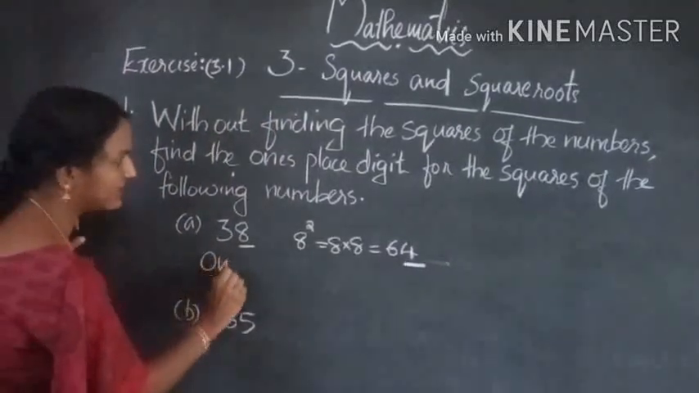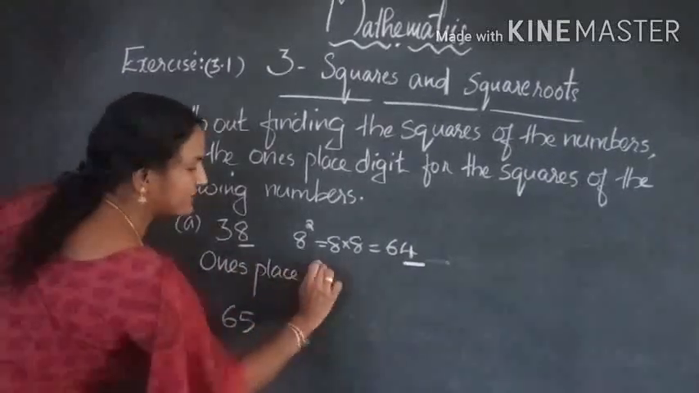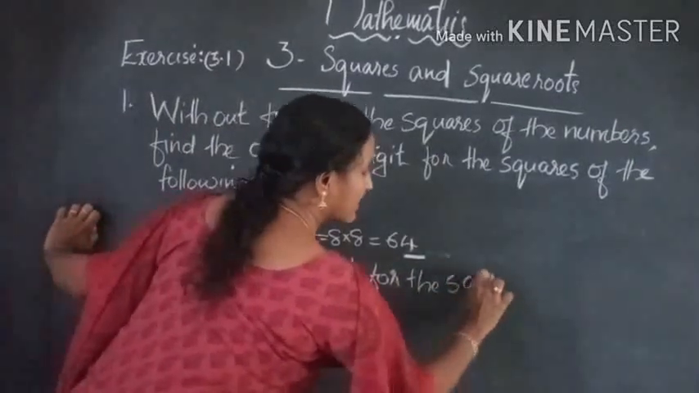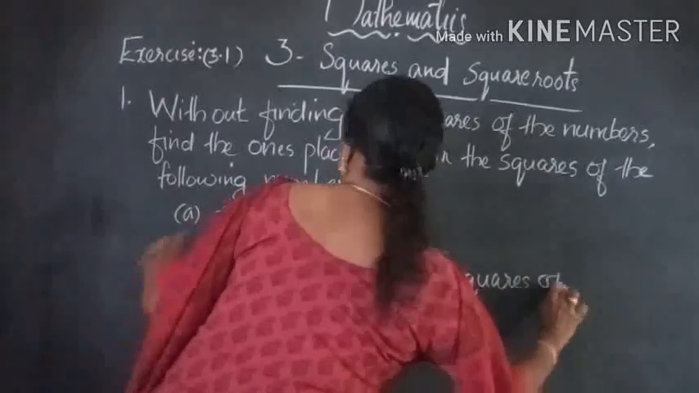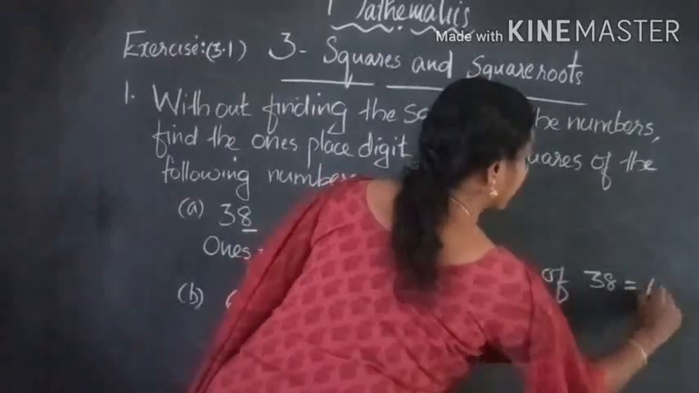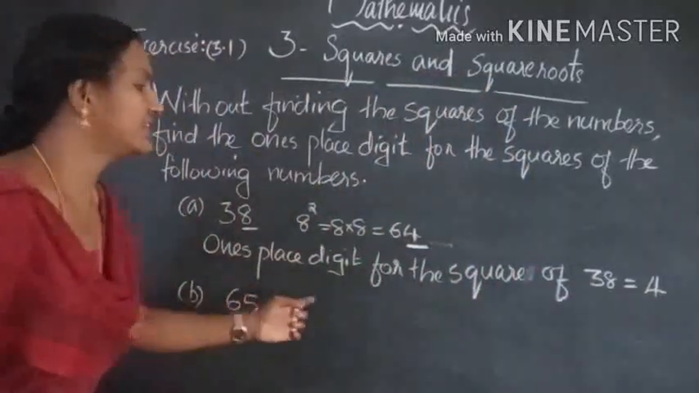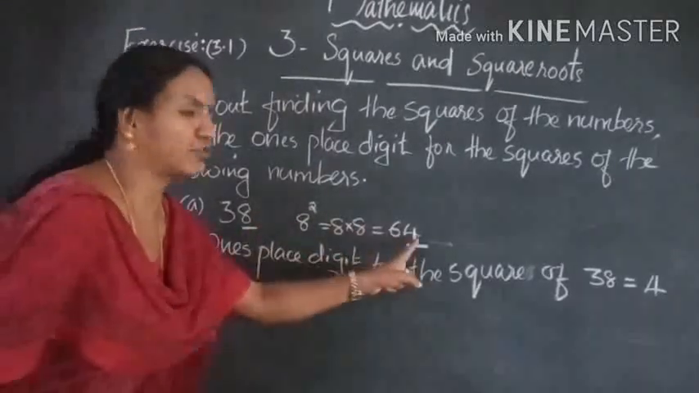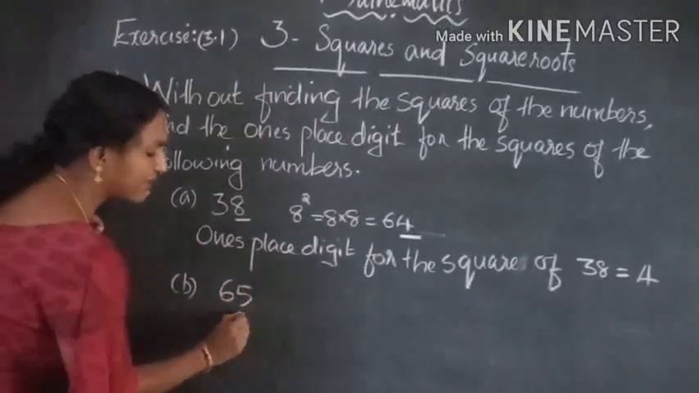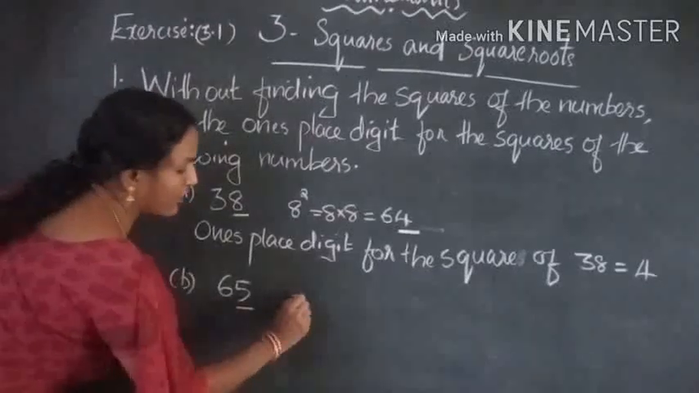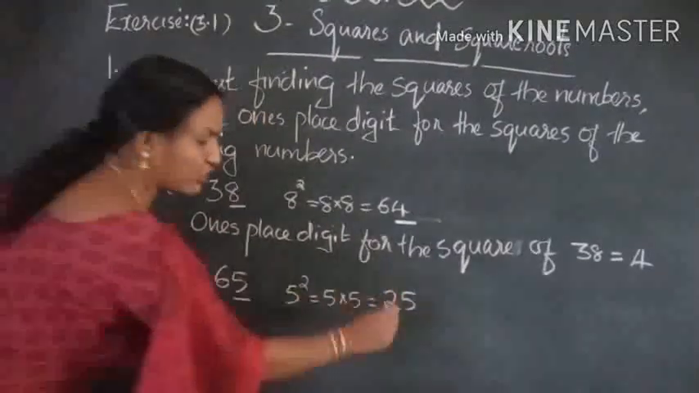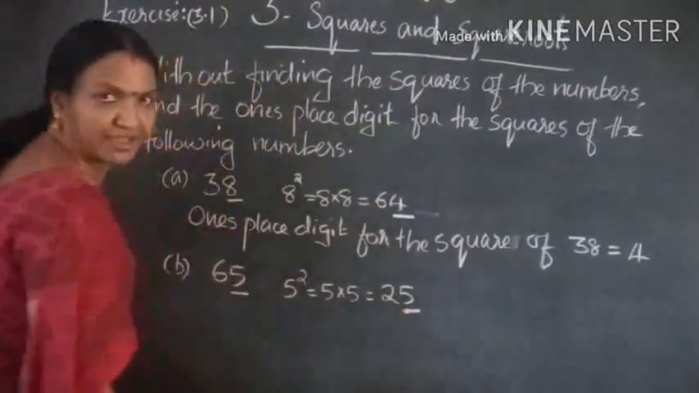So the ones place digit for the square of 38 is 4. The next question, 65. Here the digit in the ones place is 5. So the square of 5 is 5 into 5, 25. So in 25 the digit in the ones place is 5.